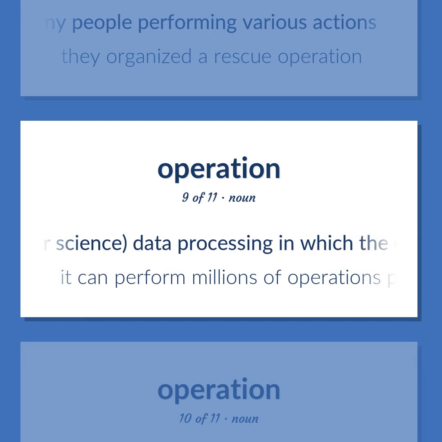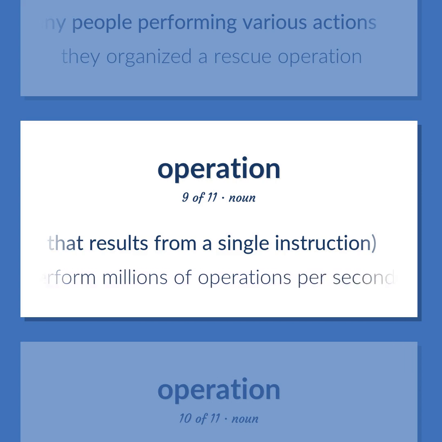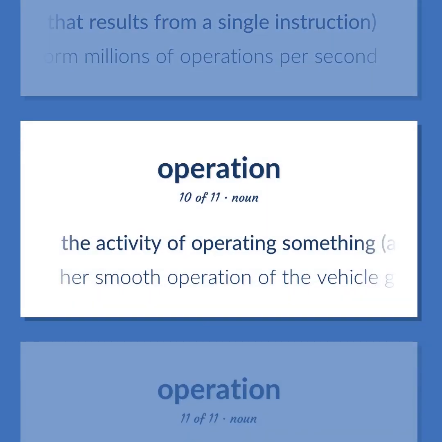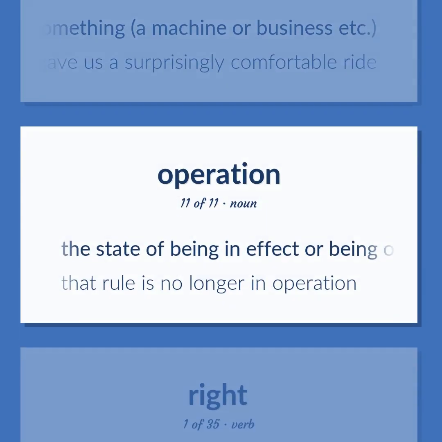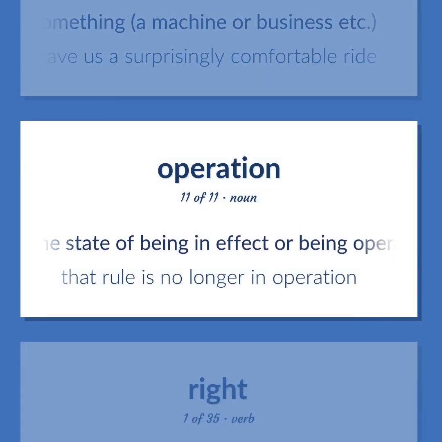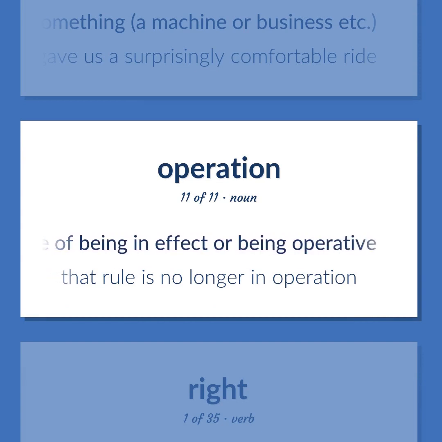Computer science. Data processing in which the result is completely specified by a rule, especially the processing that results from a single instruction. It can perform millions of operations per second. The activity of operating something, a machine or business, etc. Her smooth operation of the vehicle gave us a surprisingly comfortable ride. The state of being in effect or being operative. That rule is no longer in operation.